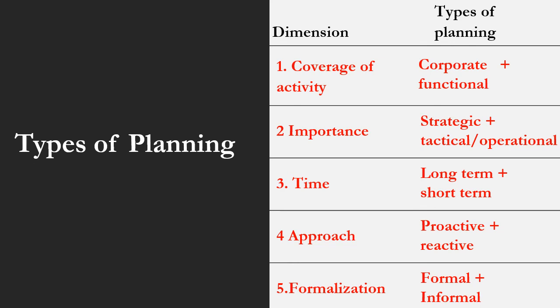Based on the coverage of the activity, you can have corporate or functional. Corporate plans are for the entire company, functional plans are specific to the department. Strategic or operational plans are more to do with the level of management. People at the top level are more involved in strategic planning, and tactical or operational plans are mostly done by the people in the middle level and lower level or supervisory management.